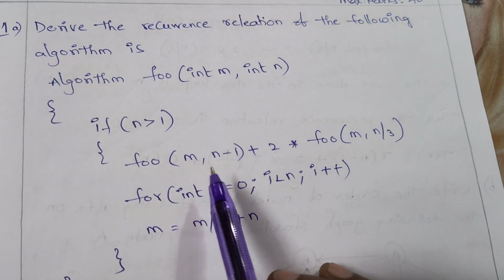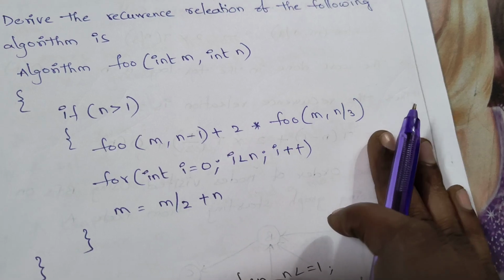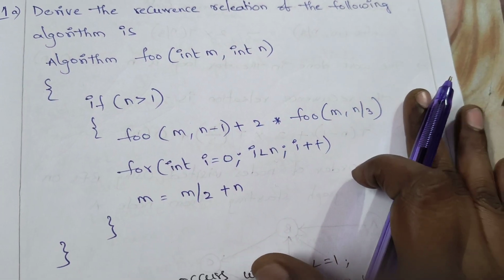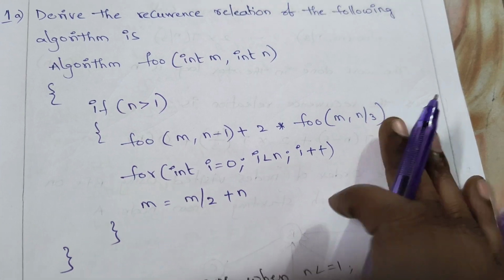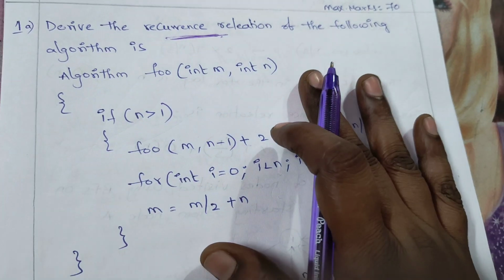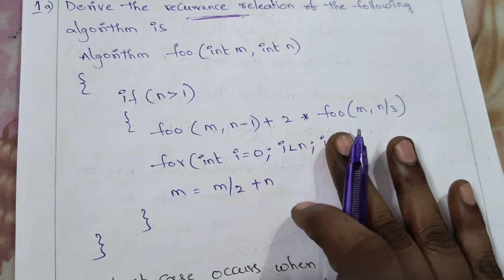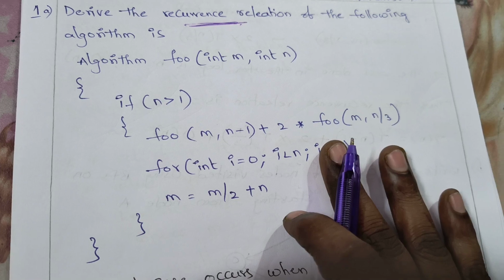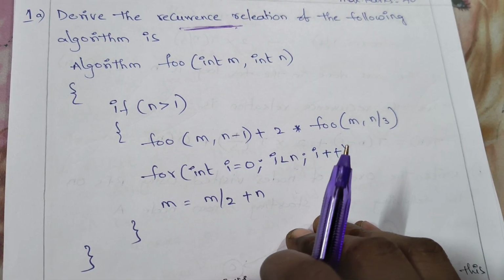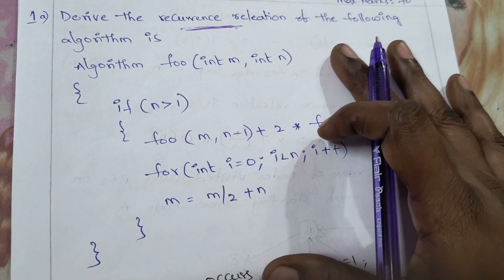Why should it be m comma n minus 1, and why should it be m comma n by 3? There is no specific logic for why this algorithm is like this. This is the question. We have to answer this question by calculating the time complexity recurrence relation. Before you go to the solution, please understand the question first of all. We already know the time complexity is the time which is taken by the complete program, correct?